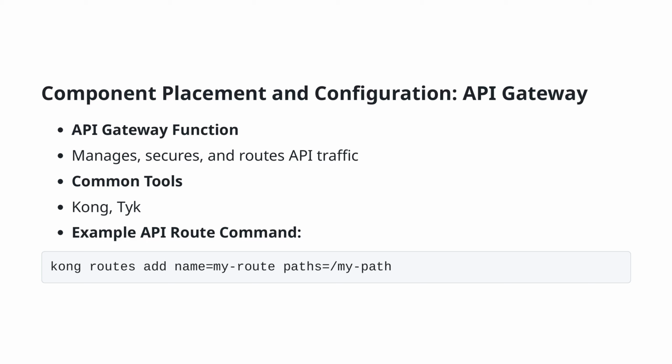As an example command, using Kong, you can add a route with shell: kong routes add name=my-route, paths=/my-path. This command helps you create a structured pathway for your traffic, ensuring that requests are properly managed and directed to the correct backend service. Understanding and utilizing an API gateway is critical for maintaining efficient and secure communication between clients and your microservices.